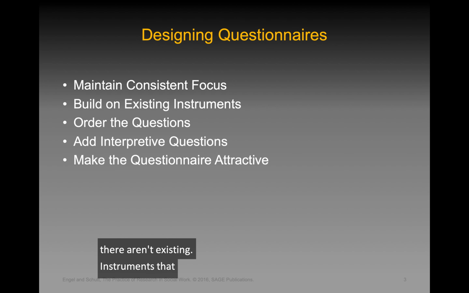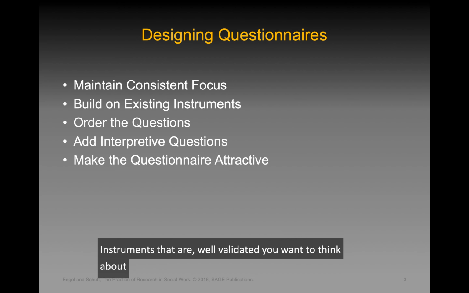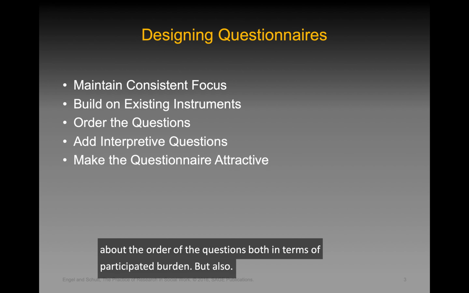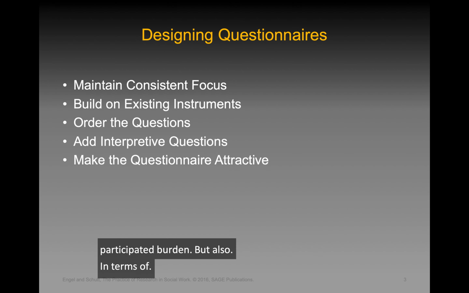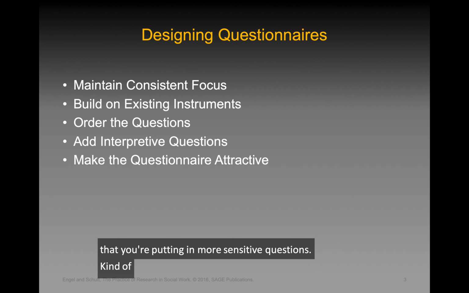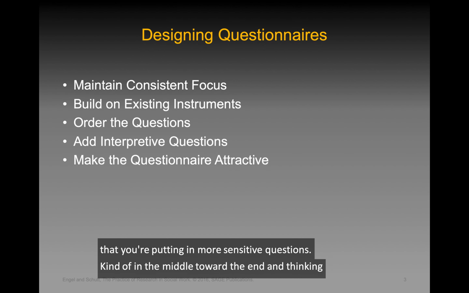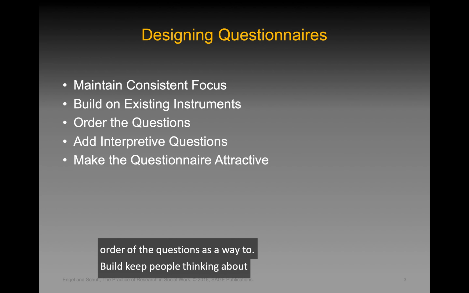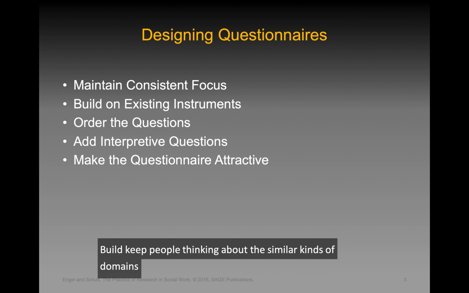You want to think about the order of the questions, both in terms of participant burden, but also in terms of the participant understanding what the survey is about and being willing to open up reasonably. So you put the more sensitive questions in the middle toward the end, and think about the order of the questions as a way to keep people thinking about similar kinds of domains and work your way through pretty seamlessly from section to section.